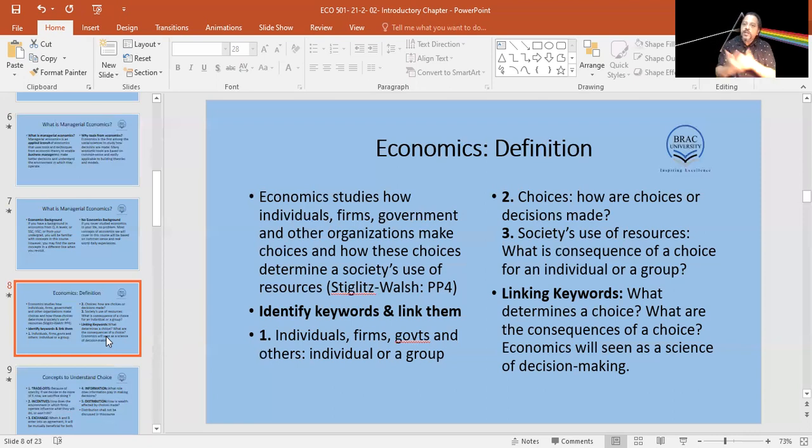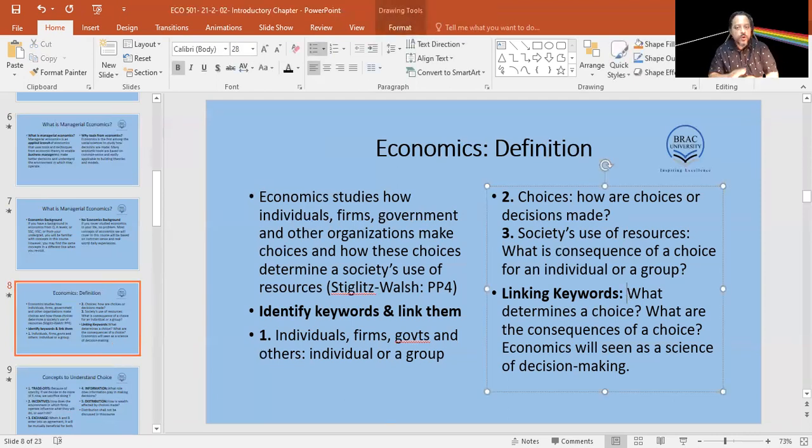So now let us link the keywords. What were the keywords? Number one, somebody is making a decision, whether that's an individual or a group. They're making a choice. They're thinking about the consequence of this choice. So linking the keywords, we're going to form a sentence. What determines the choice? This is the first thing we want to know. Second, what are the consequences of a choice? These are basically the two things that we're going to look at in each topic.